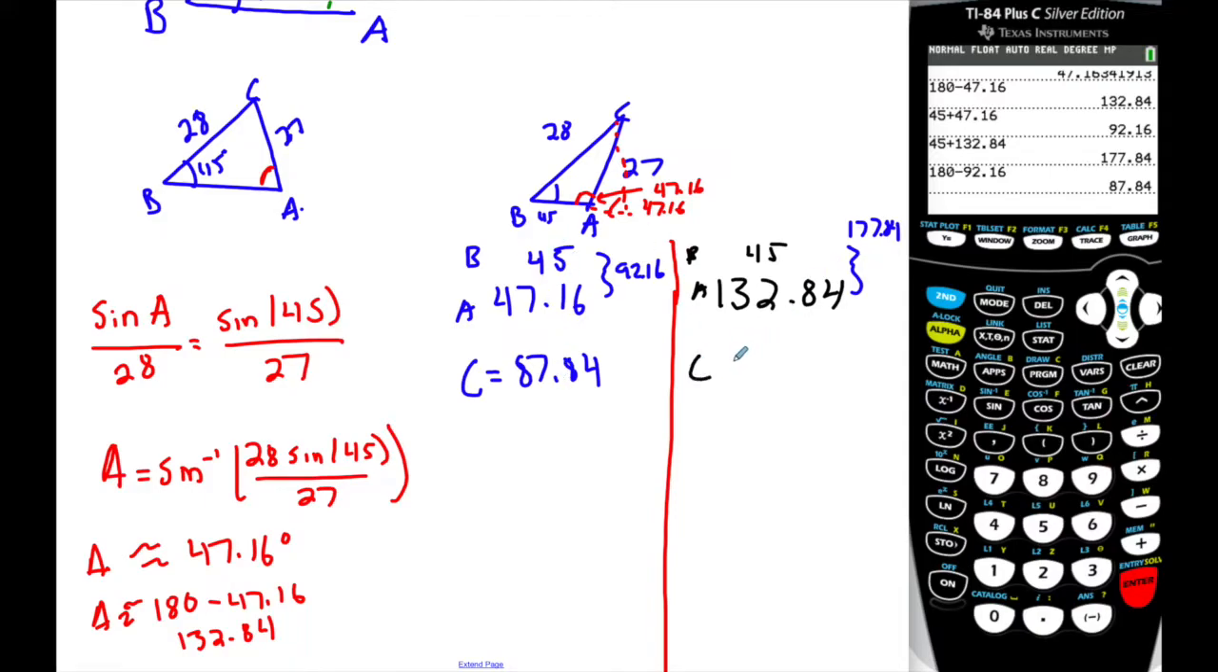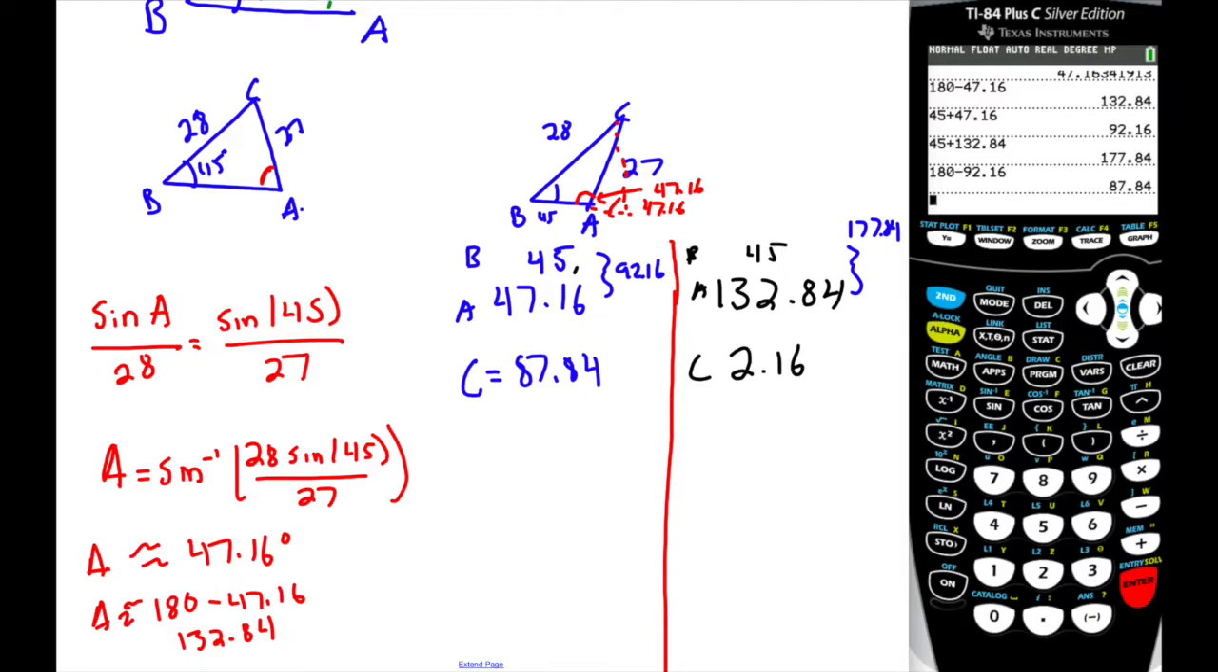Now, 177.84, I'll try to do this in my head. So 2 gets me to 179. 0.16 gets me to 180. So two possibilities: these three which add up to 180, or these three which add up to 180. Remember, we were given the B. We use the law of sines to solve for A, and then C was whatever we needed for the three angles to add up to 180. Now I know A and B. My goal is to get C.